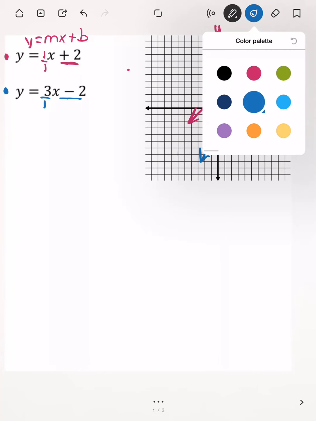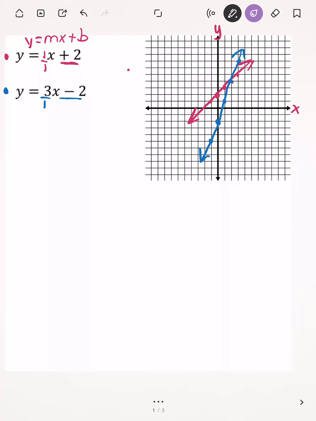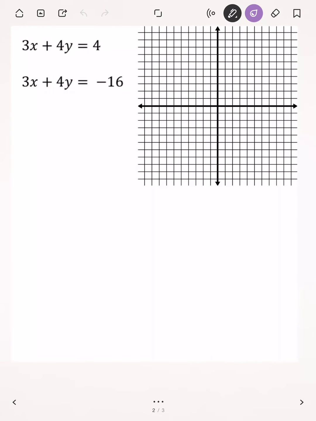What I'm looking for is the place where the two lines intersect. If I notice, they intersect right here. That is my solution. That is what I'm looking for. So the solution to this would be 2, 4. Moving on to the second one.